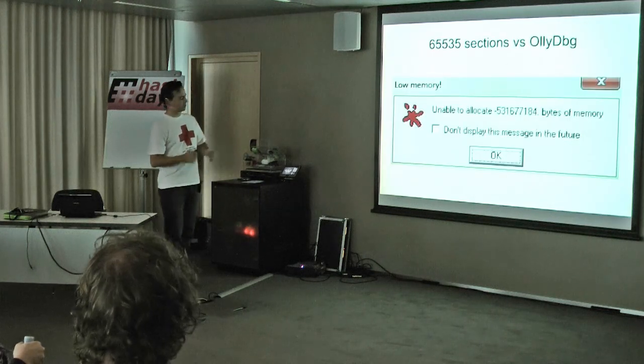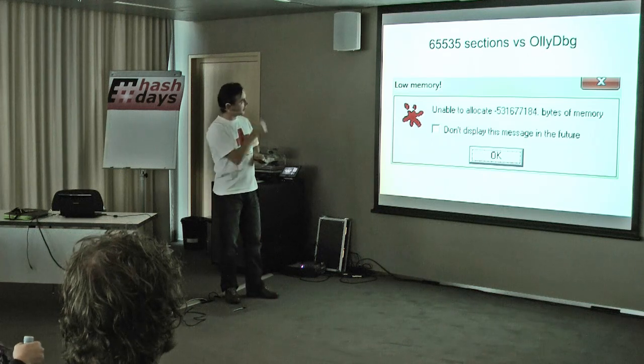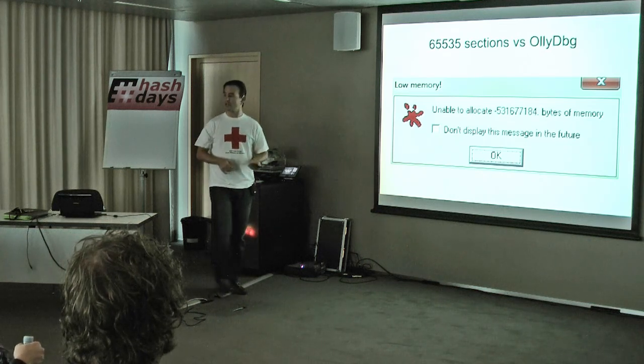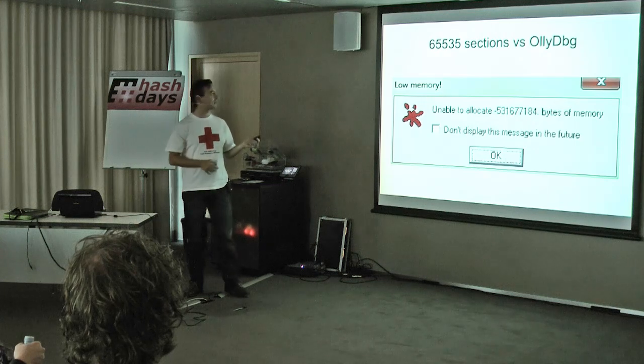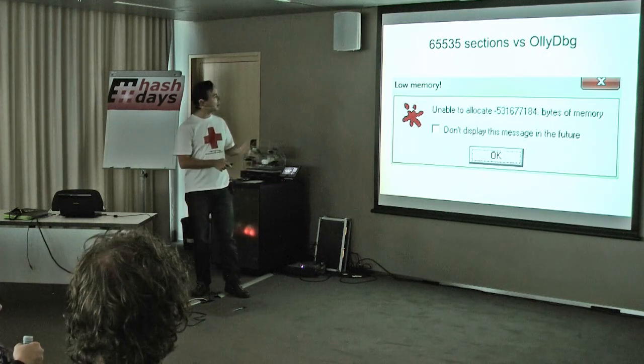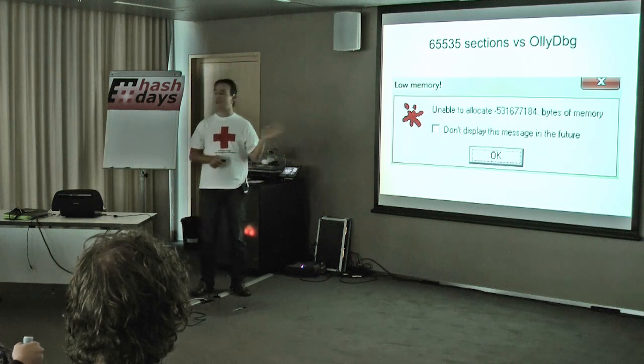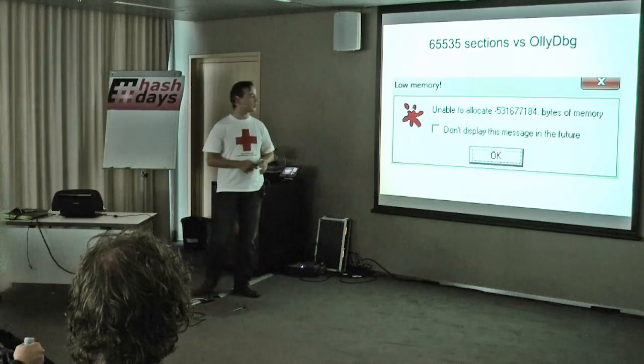I was also trying to see the different possibilities. I created a few files that had the maximum number of sections. The limit is 96 under XP, but it's 64K under Vista and 7, which means OllyDbg 2, the latest OllyDbg, gives you a funny message, but it still loads the file. OllyDbg 1 crashes directly on this file.